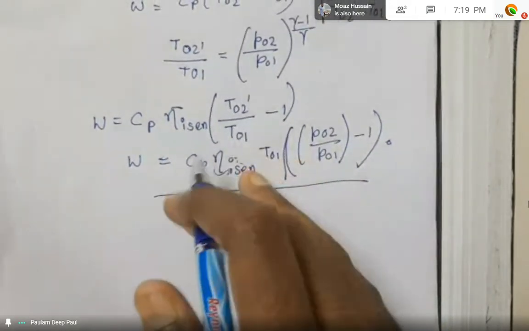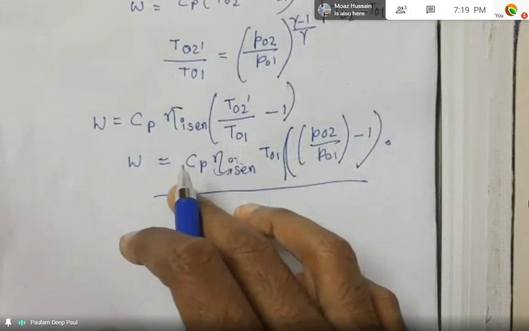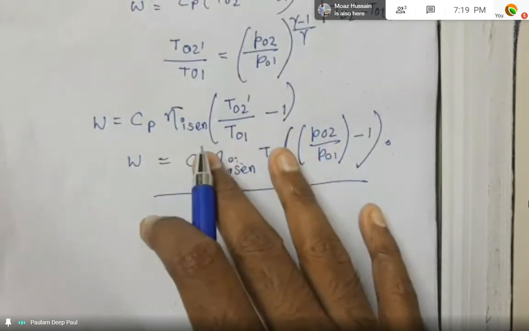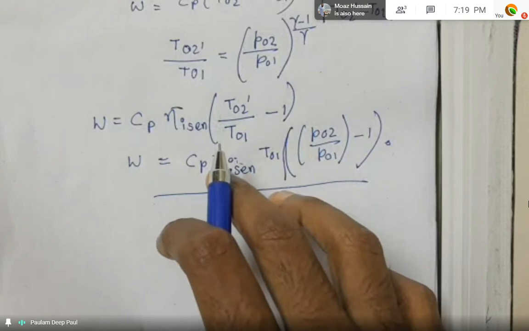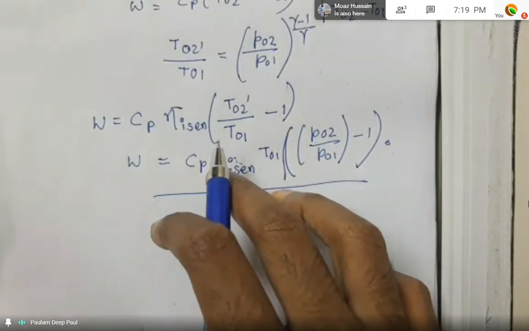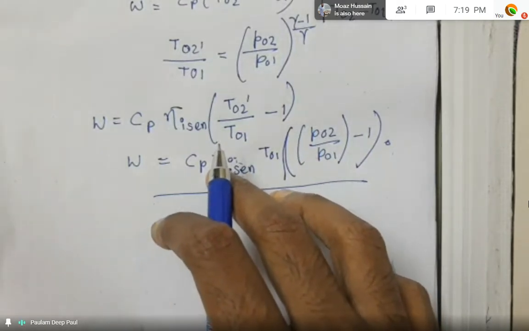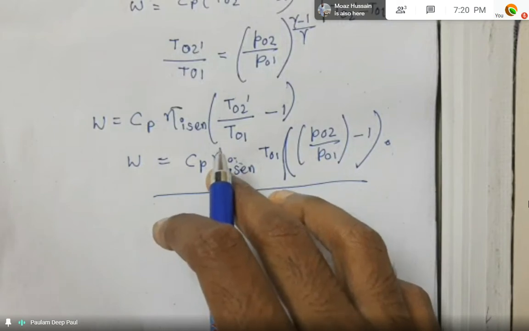So this is the basic you should be knowing for the axial flow compressors and everything. Now we can move on to the centrifugal compressors. So just give me a minute.